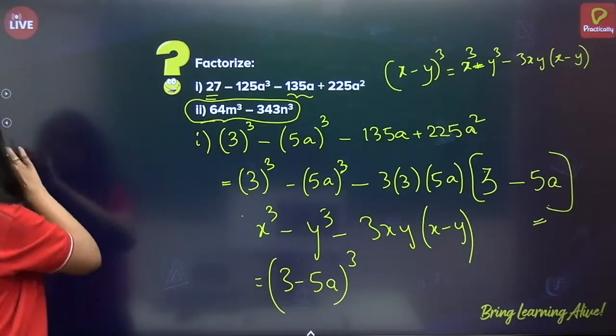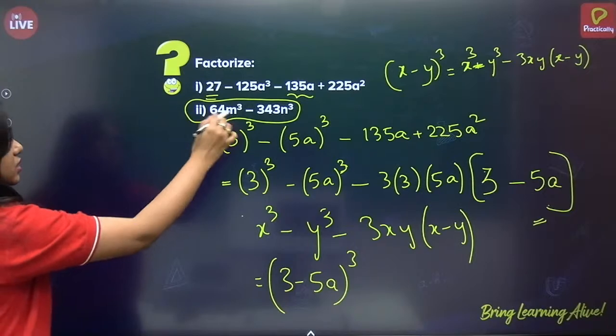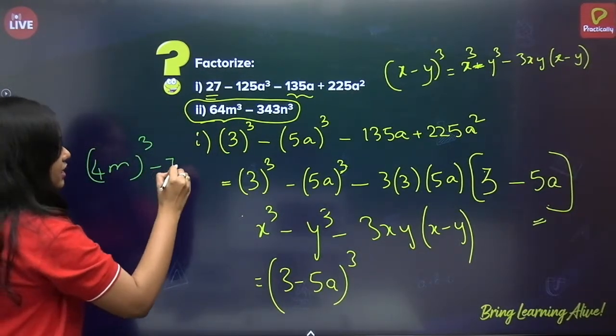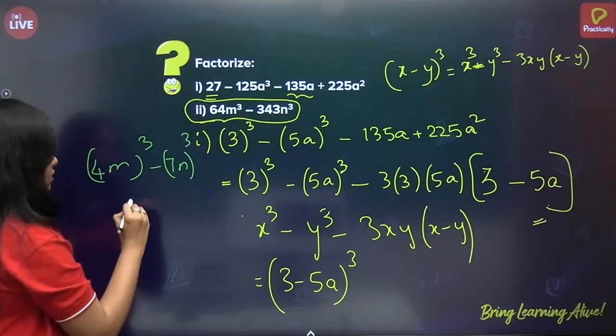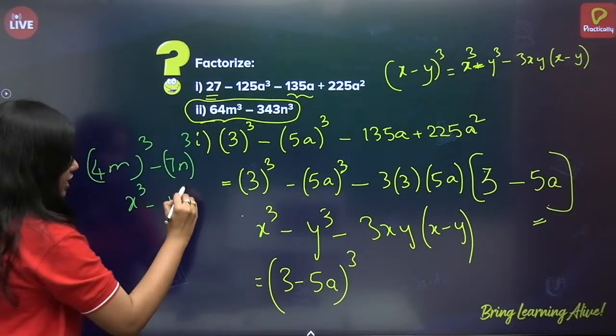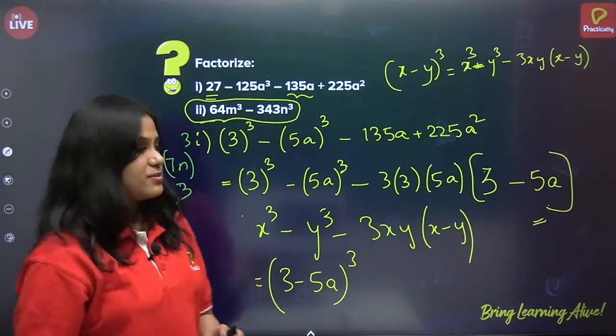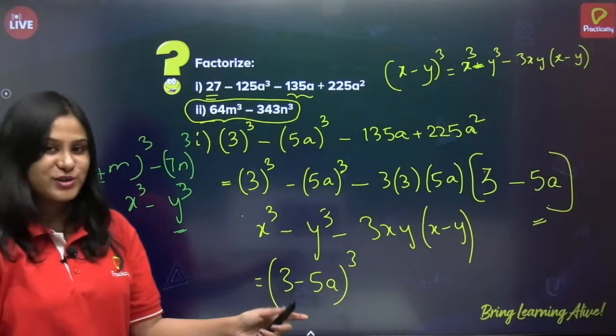This will be 64m cube. So 4m whole cube minus 7n whole cube, correct? This is of the form x cube minus y cube. So there is a formula for it. Apply it and let me know in the comments if you have done it. This is like homework for you, okay?